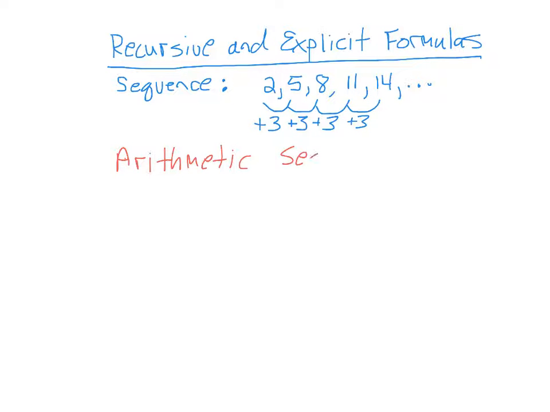sequence, and therefore I'm going to come up with a recursive and explicit formula that is essentially linear. I've got a constant rate of change. Each time I'm adding 3 to the current number to get the next number. All right, let's take a look first at recursive.